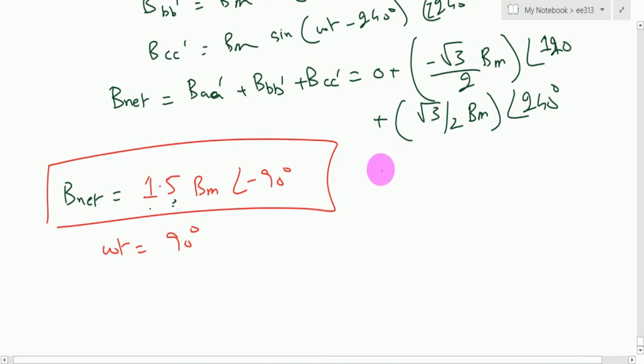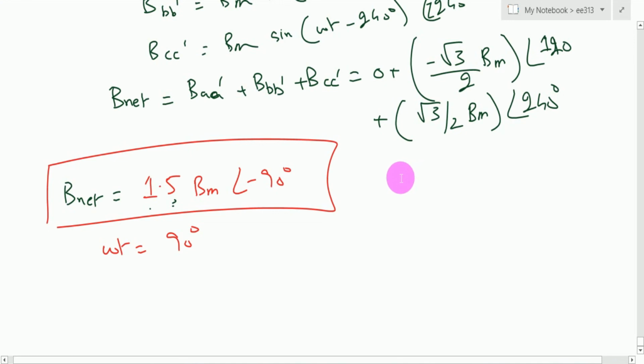So two things are now established. The first thing is that if we apply a balanced three-phase supply, then a balanced three-phase current will flow that will produce a rotating magnetic field inside the stator that will rotate at a constant speed, as well as have a constant magnitude for that particular magnetic field.